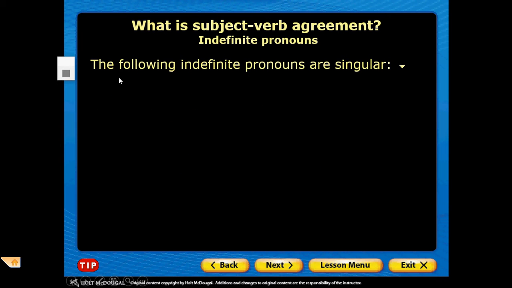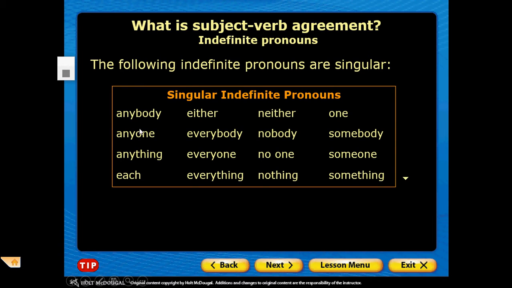So let's start with singular indefinite pronouns. The following indefinite pronouns are singular. Singular means one. Anybody, either, neither, one, anyone, everybody, nobody, somebody, nothing, everyone, no one, someone, each, everything, something. We need to keep in mind that all these pronouns are treated as singular. So whenever we think of a verb, we think of a singular form of the verb.